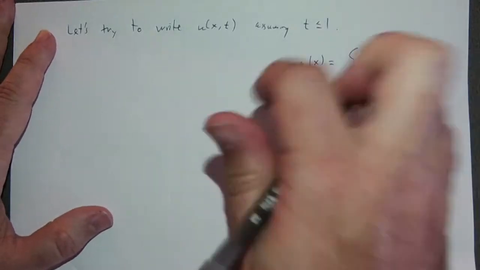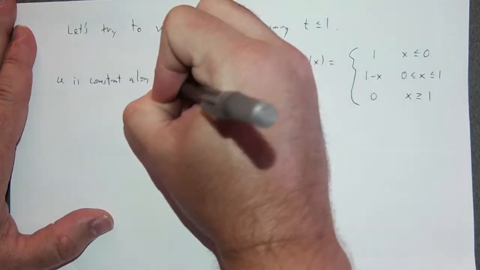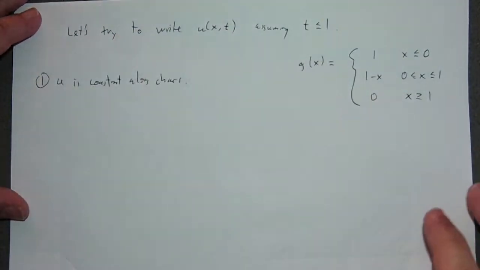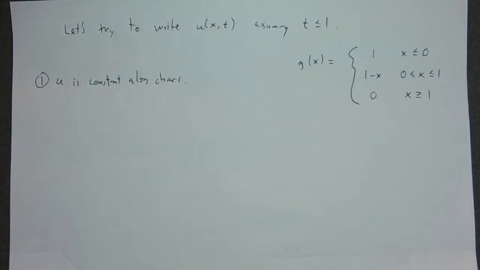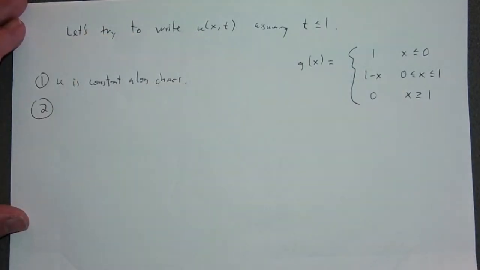Now I know that u is constant along characteristics. That's the first thing I know. Now, that is for this particular example. I'm not claiming that this is going to be true for all quasilinear examples. Remember, this is for this very specific equation. And so, u is constant along characteristics.